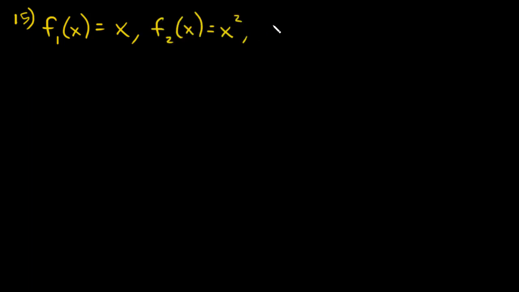Okay, so now let's go to 15. I like the next three problems a lot because I get to do the Wronskian. So we have three equations. We're given f1 of x is equal to x, f2 of x is equal to x squared. I shouldn't call them equations. These are actually solutions that we've been given. And f3 of x is equal to 4x minus 3x squared.